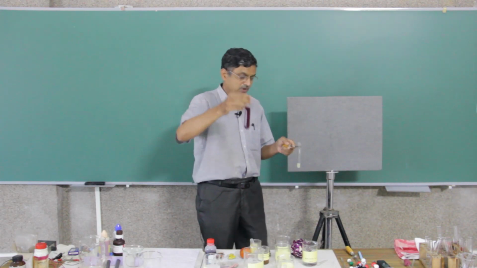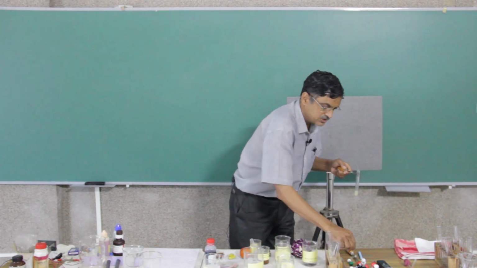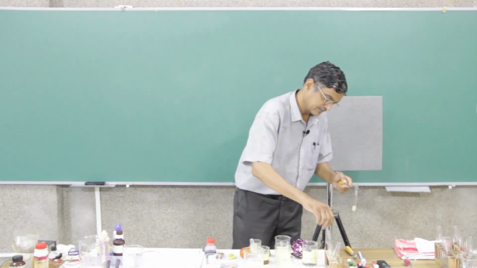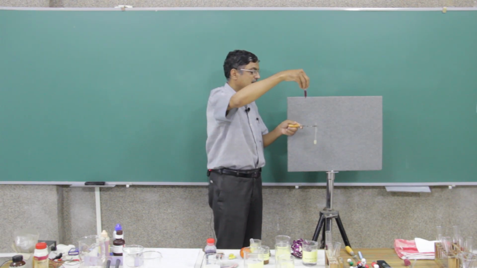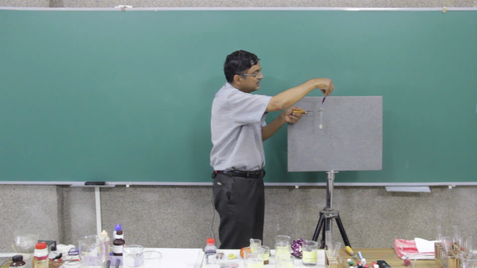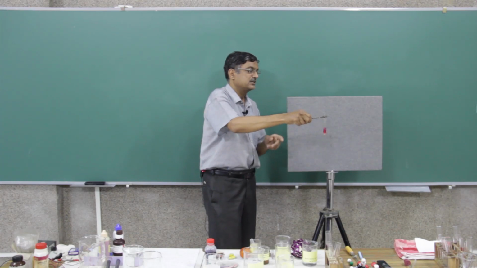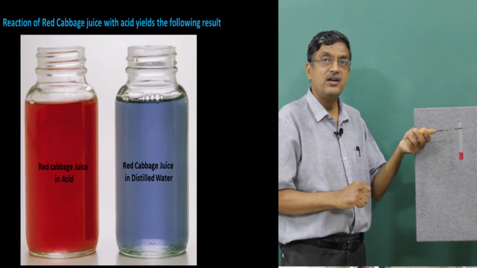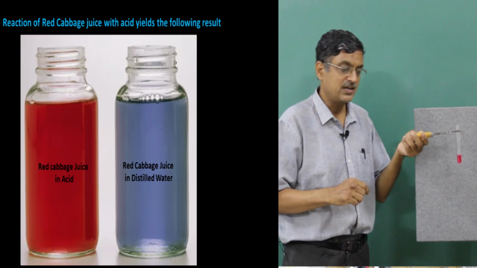So I have red cabbage juice in this boiling tube. Let me take a small bit of this red cabbage juice and add it to the acid here. This is the color of red cabbage juice before we add it to the acid, and you see that the color of the indicator, red cabbage juice, changes. It has a pinkish appearance. This is a kind of definitive test for an acid. So red cabbage juice undergoes this kind of color change.